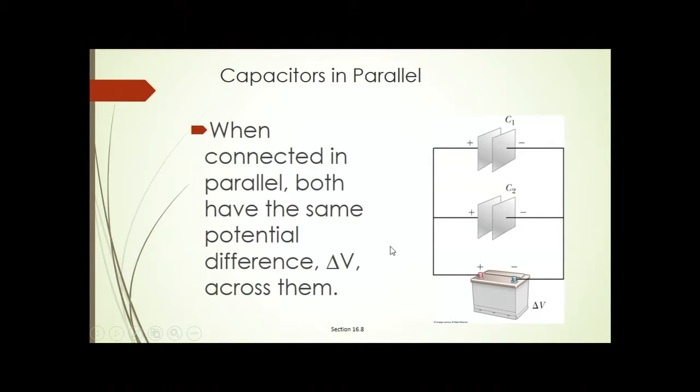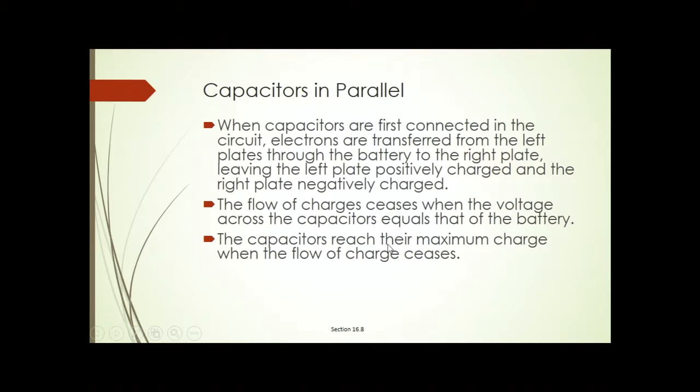We get the plates. One plate becomes positively charged, one plate becomes negatively charged. The flow ceases when the capacitor is full, and the voltage is going to maintain the same as that of the battery. And that's when we can look at the different pieces.